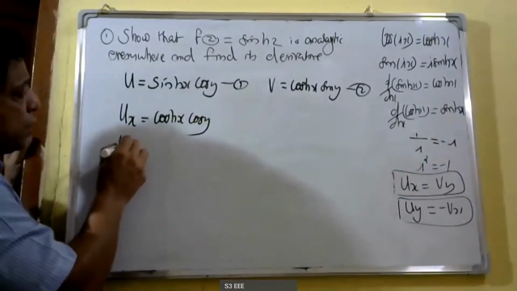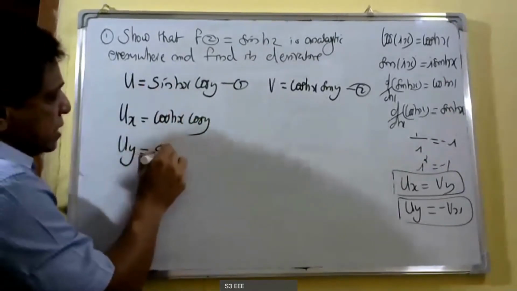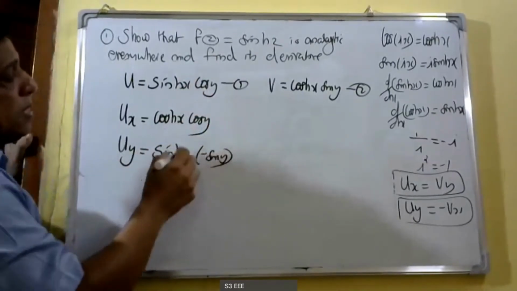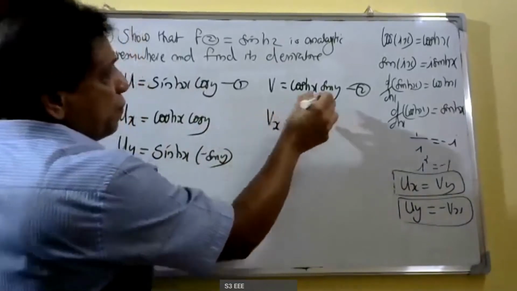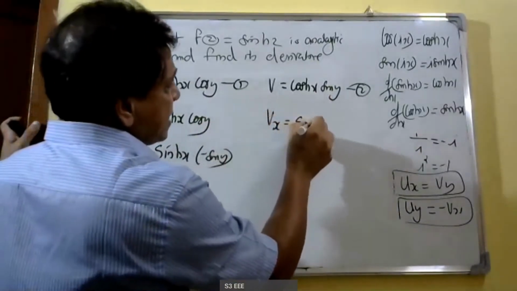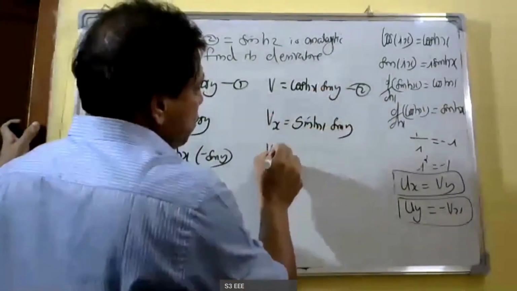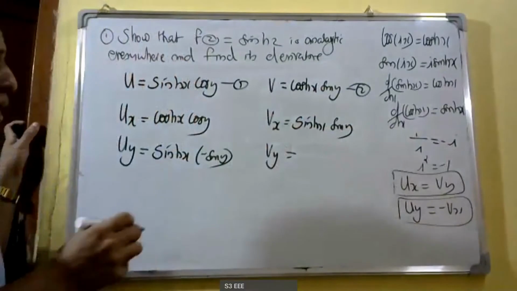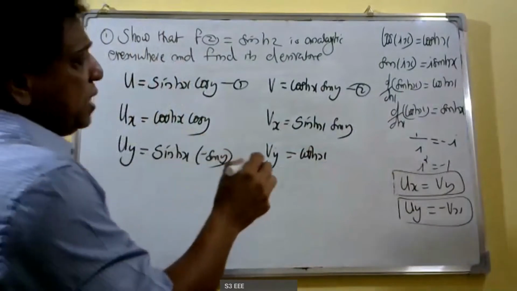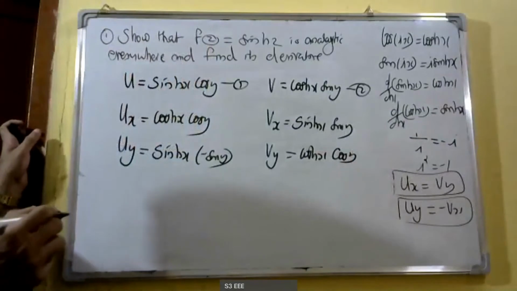Again, we differentiate partially with respect to y. When we partially differentiate with respect to y, sinh x is treated as constant. uy is sinh x into minus sin y. Similarly, vx: we differentiate equation 2 with respect to x partially, then cosh x becomes sinh x, sin y itself. Then vy, partially differentiated with respect to y, cosh x itself, cosh x into cos y. Therefore, the partial differentiation part is over.